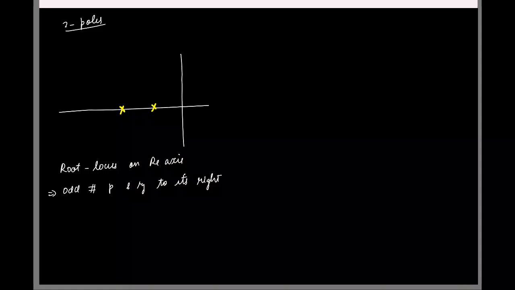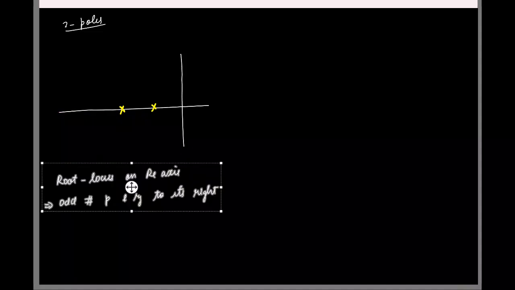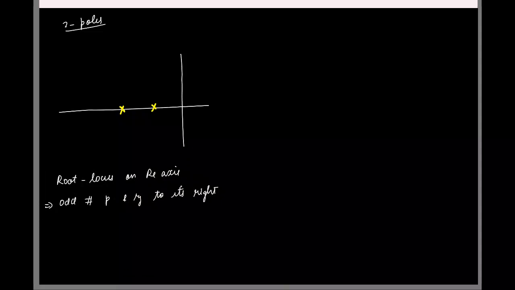So what this rule says is, if the root locus has to lie here, it should have an odd number of poles and zeros to its right. So how many poles do I have here? Two. So obviously it cannot lie on this. Which means the only possibility is this. In this region I see only one pole to the right, so it's okay.